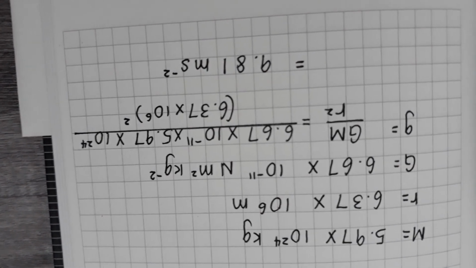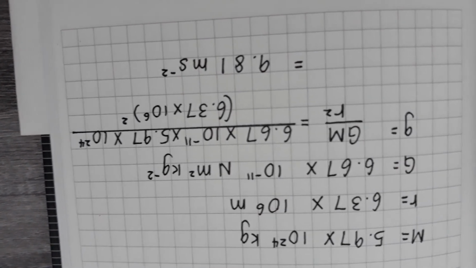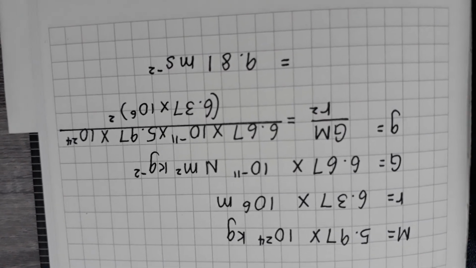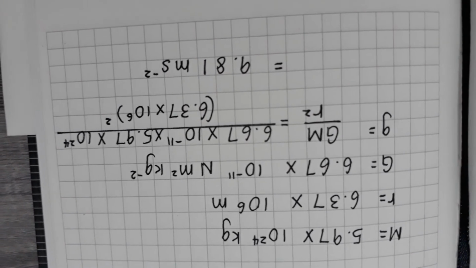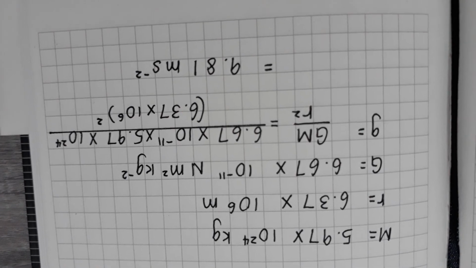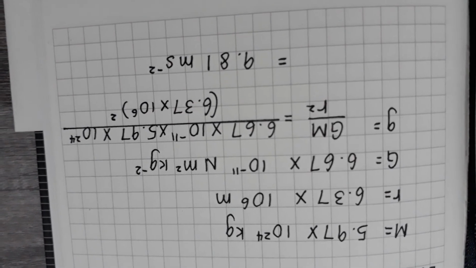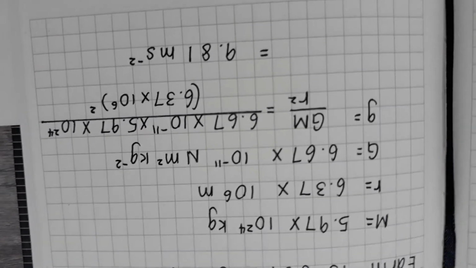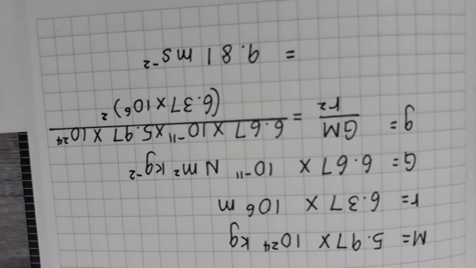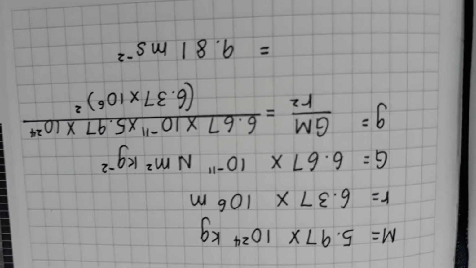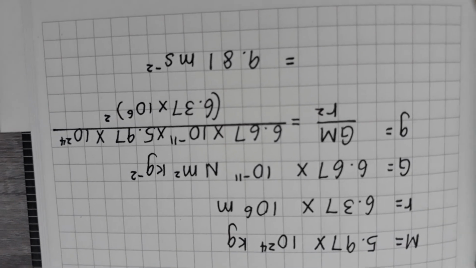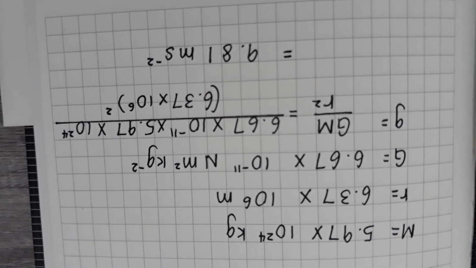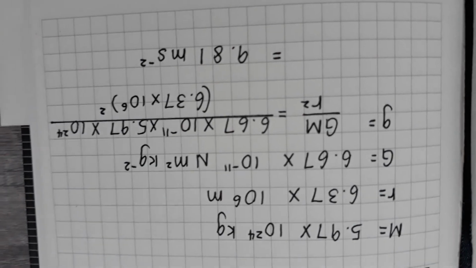So for acceleration, you have to be careful with the unit, which is meter per second square. If we have to find the gravitational force, we have to use Newton. But for this one, to find the acceleration, we have to use meter per second square.